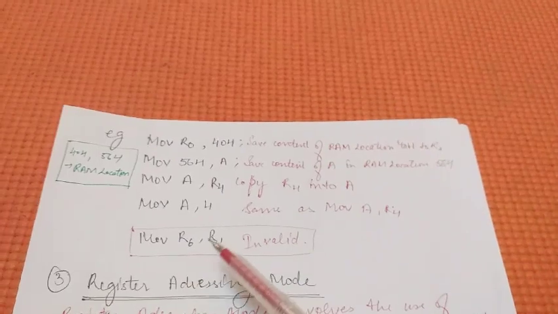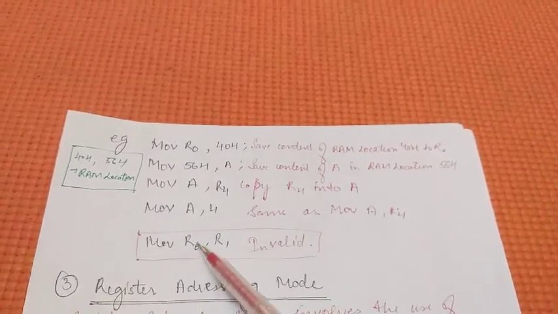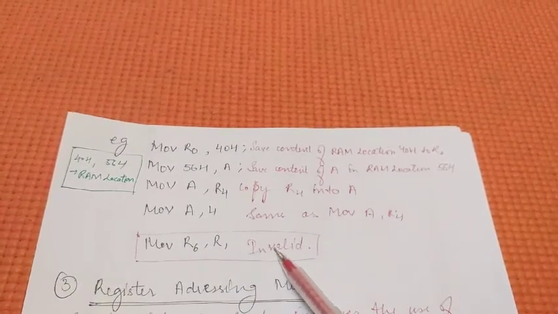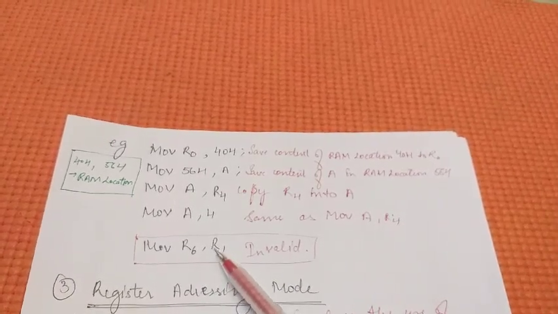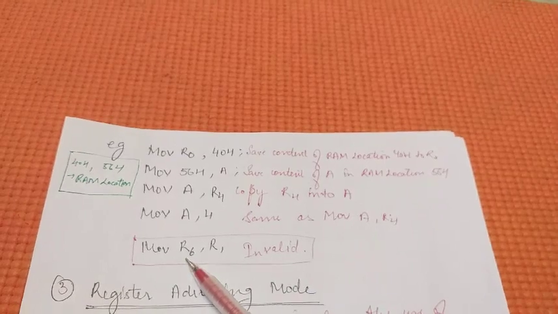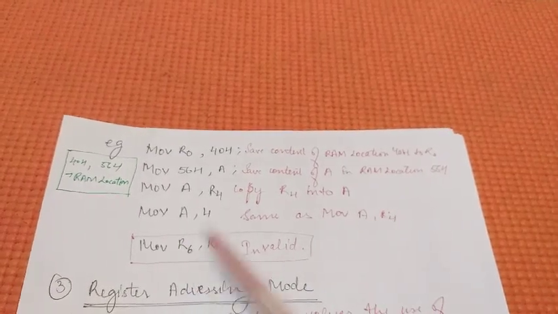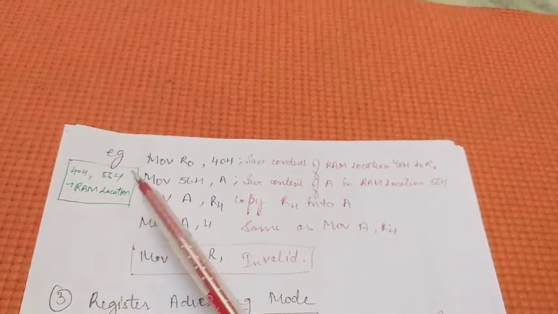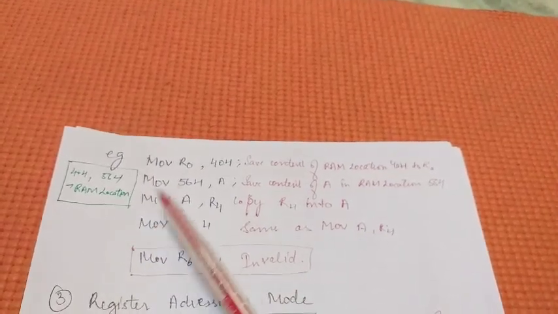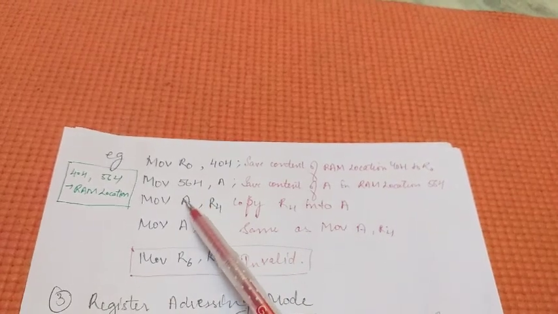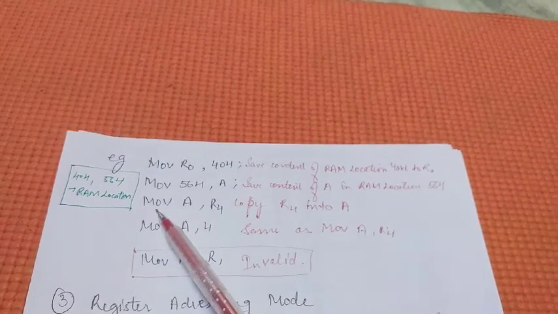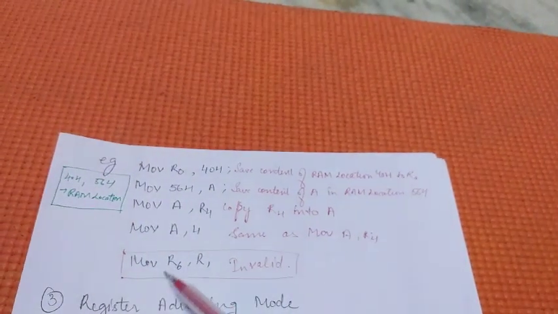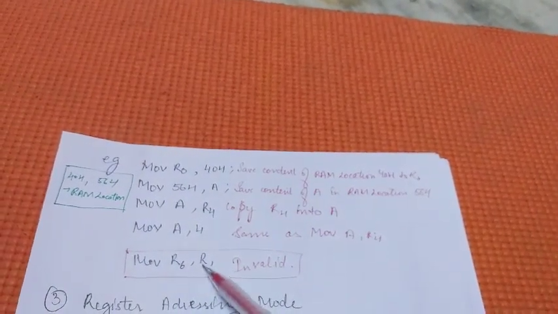Then we have this example, MOV R6, R1. This is invalid because we cannot copy the content of one register to another register. We can only use either accumulator or any RAM location. Keep in mind, in direct addressing mode, we can only move data from accumulator or any RAM location to the register or into the register. We don't move the data from register to another register.